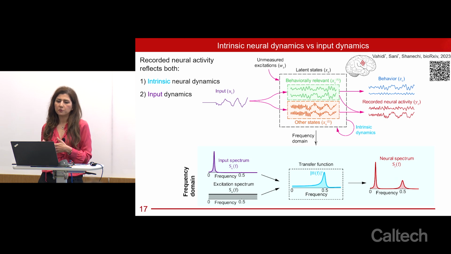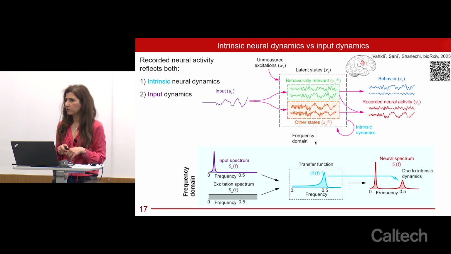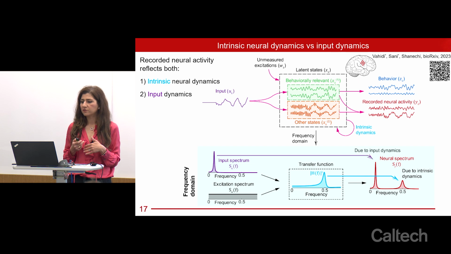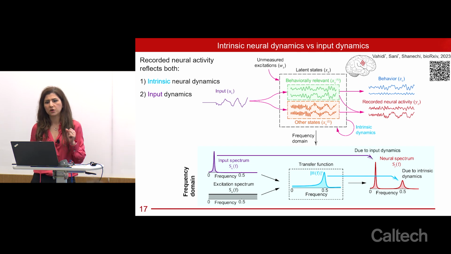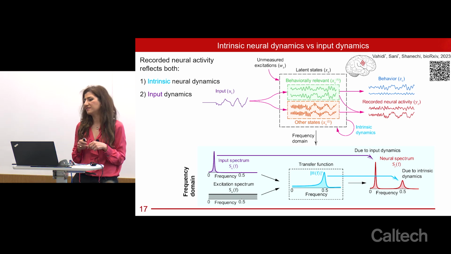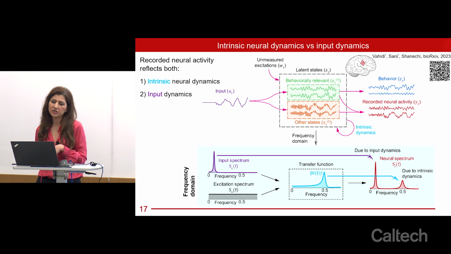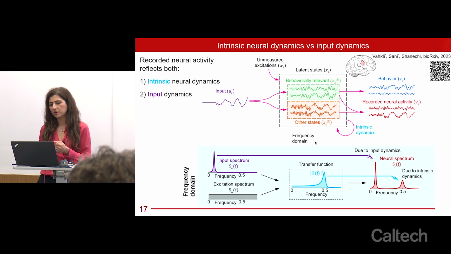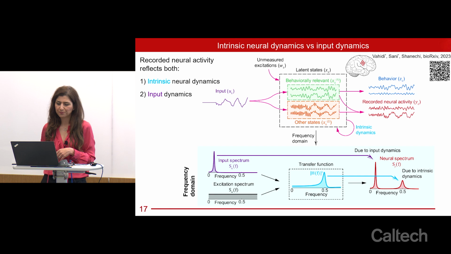So if you look at the neural spectrum, there's a peak in it that corresponds to the intrinsic dynamics, but there's also a peak in it that corresponds to external input that has nothing to do with it. So the question is, can we dissociate the two to better tease apart the neural computation that underlies the neural and behavioral, the behavior that we are interested in?